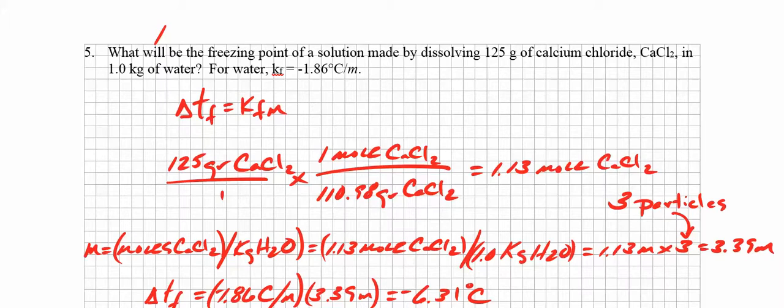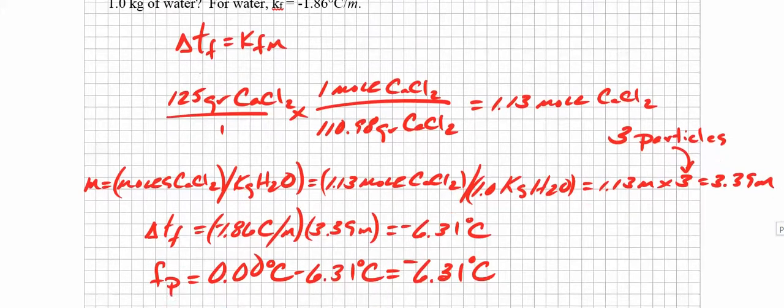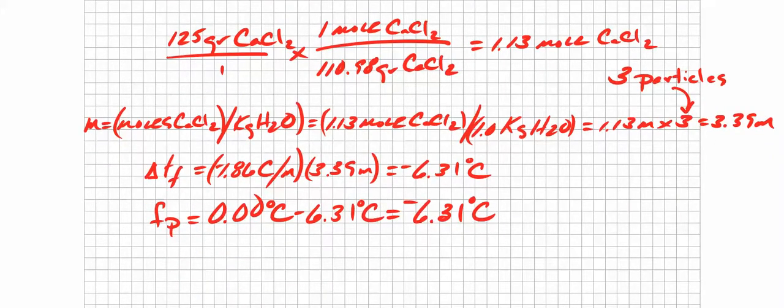Now we're going to calculate the molality. That's moles of CaCl2 divided by kilograms of H2O. So molality is then 1.13 moles of CaCl2, that's what we've calculated for the number of moles of calcium chloride, divided by 1.0 kilograms of water. Now, here's what we've got to do, though. This is important. Folks, we're going to have to multiply this 1.13 molal that we got by 3.